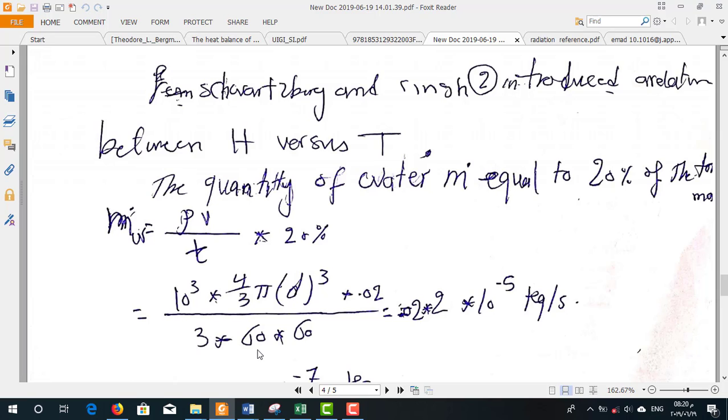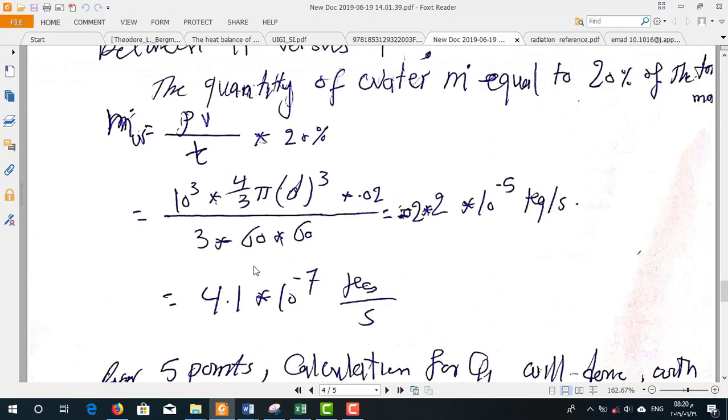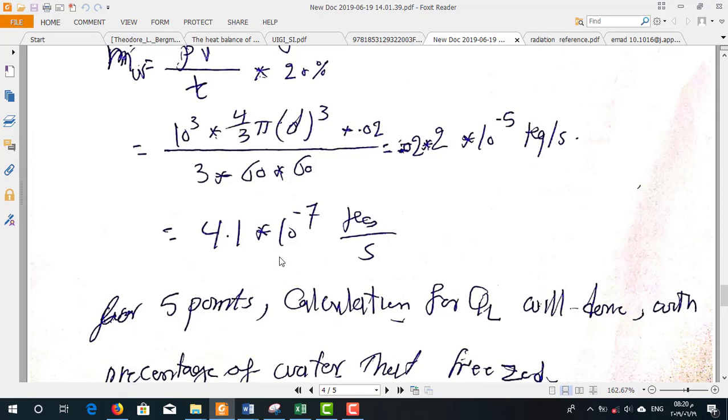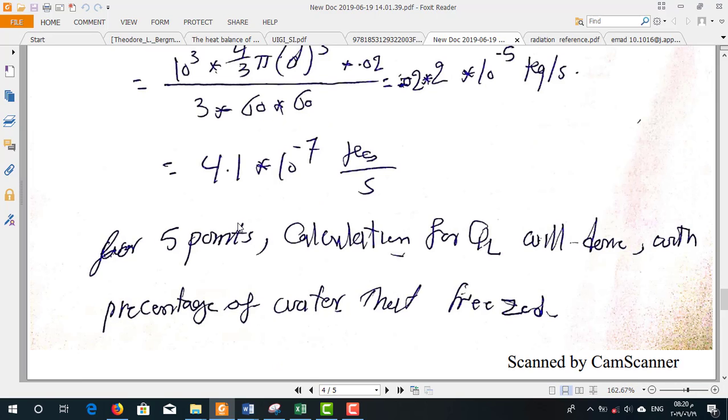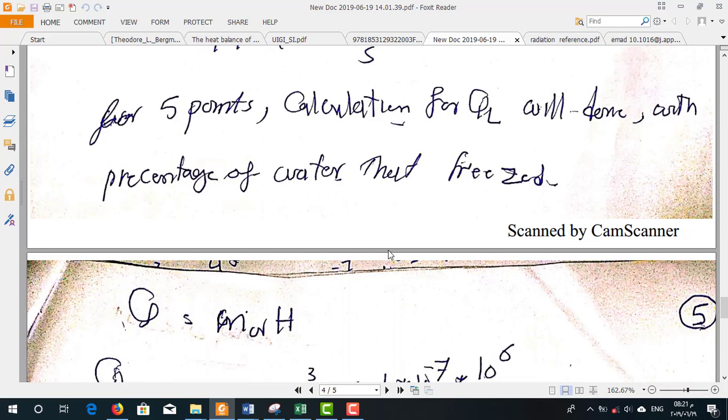3 multiplied by 60 multiplied by 60. Okay, this is the rho, this is the volume, and the final number is 4.1 multiplied by 10 to the power minus 7 kilogram per second. We chose 4 points for the calculation of QL, with the percentage of water that is freezing.